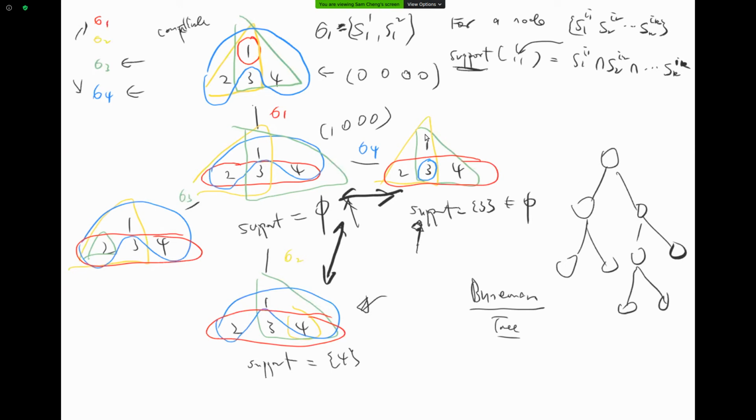Okay, welcome back. So I'd like to continue to discuss this Buneman graph, Buneman tree more precisely. And again, a quick review of the Buneman construction. We have a base set, in this example 1, 2, 3, 4, and then we have splits sigma 1, sigma 2, sigma 3, sigma 4.